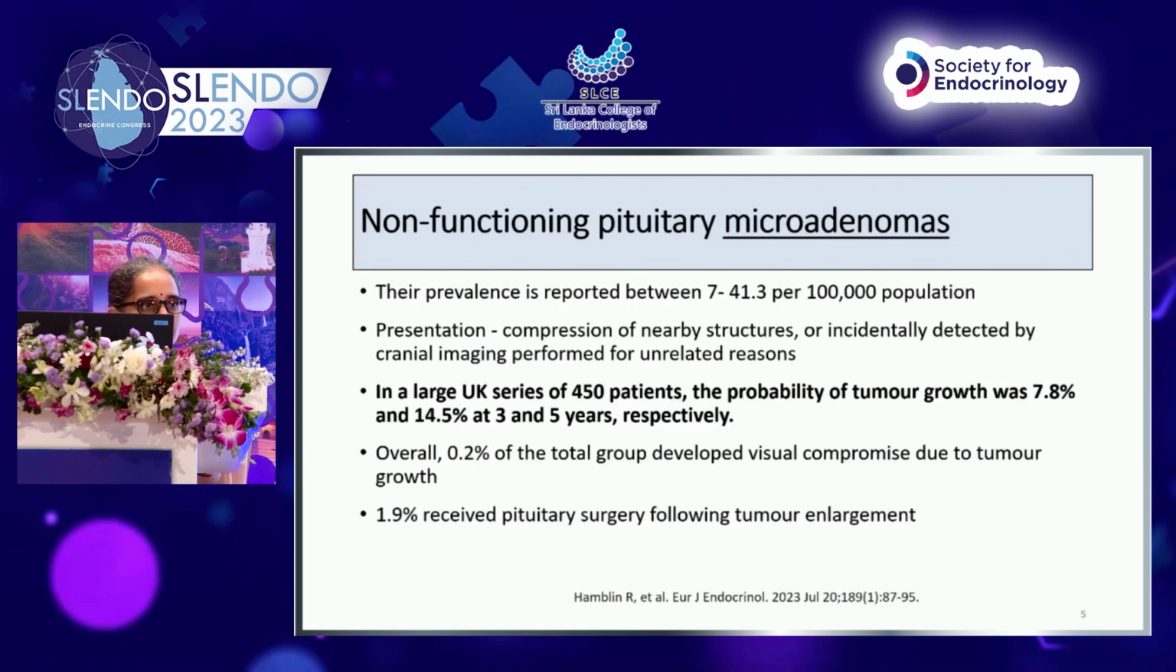Coming to non-functioning pituitary microadenomas, which are the most common and often detected on imaging for other reasons, the reported prevalence is about 7 to 41 per lakh population in a large UK series, and the probability of tumor regrowth in these patients is about 8% at 3 years and about 14.5% at 5 years, and only less than 2% of them need pituitary surgery due to tumor enlargement.